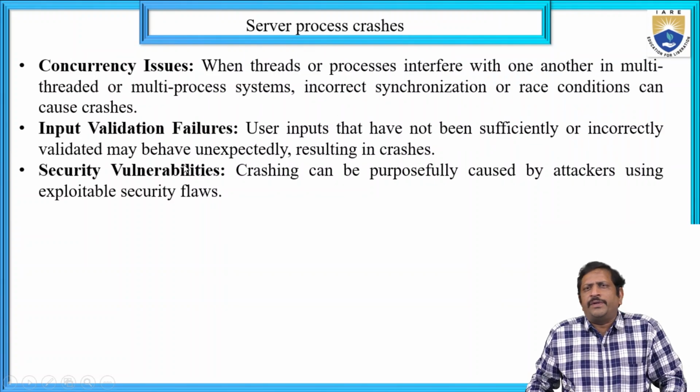And concurrency issues. Concurrency means parallel execution. A server executes in parallel with multiple clients. Concurrency issues arise when threads or processes interfere with one another in a multi-threaded or multi-processing system, where incorrect synchronization or race conditions can cause failures in a server-side system.